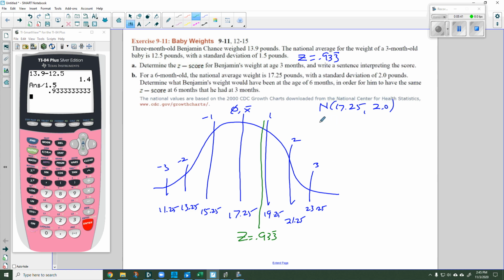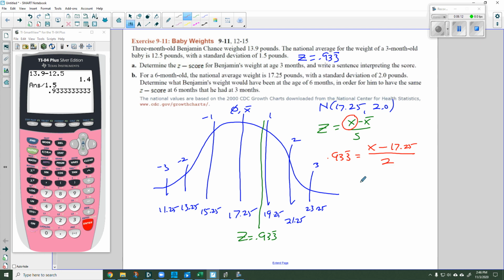Well, I'm going to go back to my formula. Z equals x minus x bar over s. Well, what do I know in this formula? I know z is 0.933. I don't know x because that's what I'm trying to find out. What weight would he have to be? So I have x minus x bar. I know that. That's 17.25. And I know s is 2.